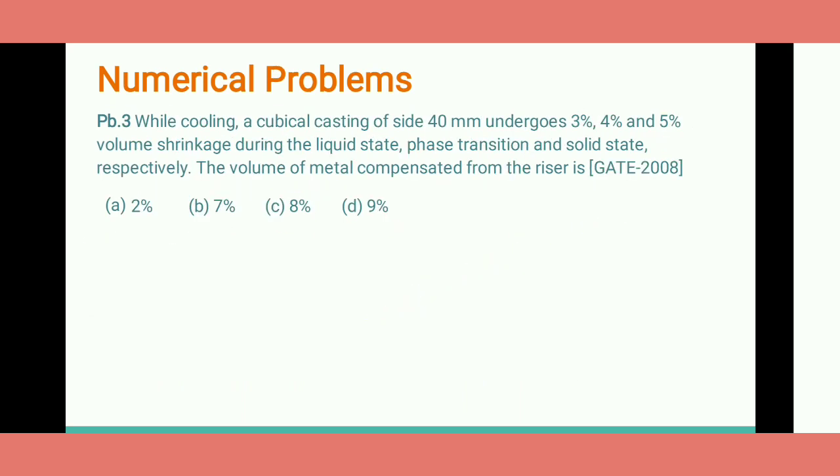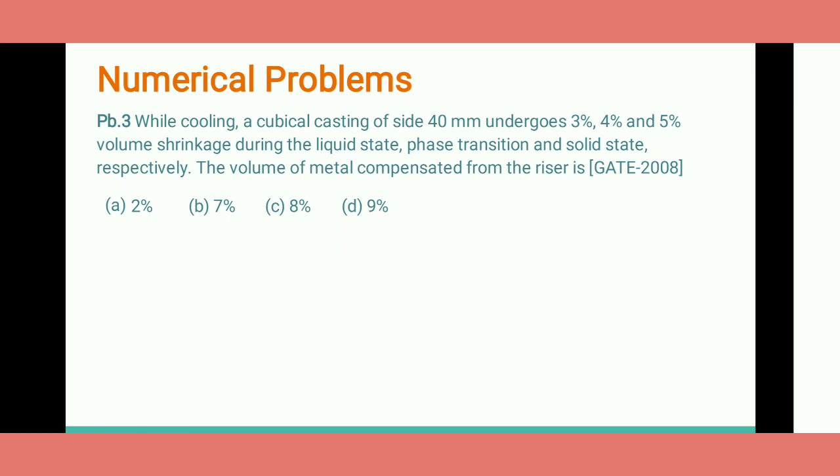Okay, so this is the first answer, A. Next is also a GATE problem that was asked in GATE 2008. While cooling, a cubical casting of side 40 mm undergoes 3%, 4% and 5% volume shrinkage. In this problem it is also given that volumetric shrinkage is there. In the liquid state it is 3%, in phase transition, so solidification shrinkage we can say, it is 4%, and in the solid state, that is solid contraction, we can say it's 5%.